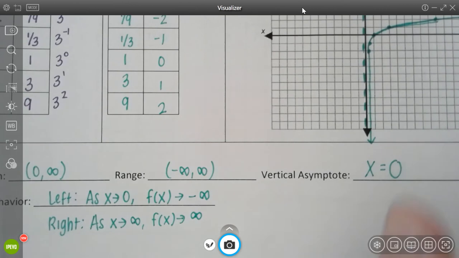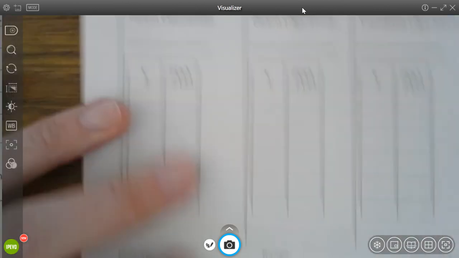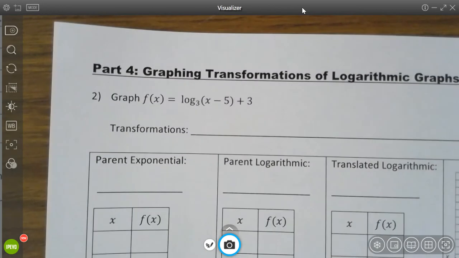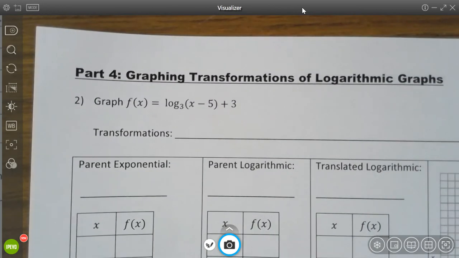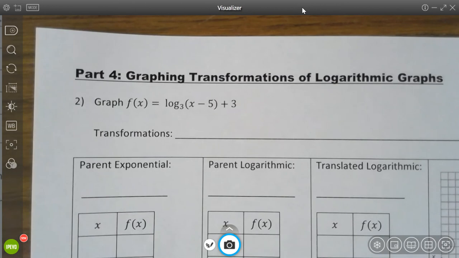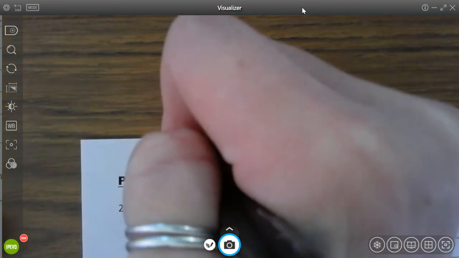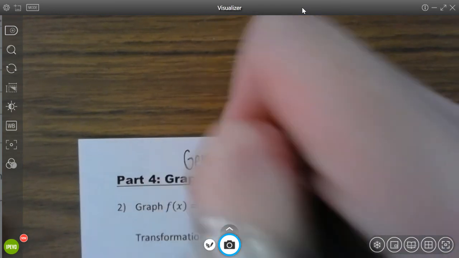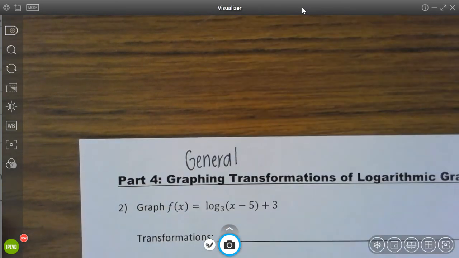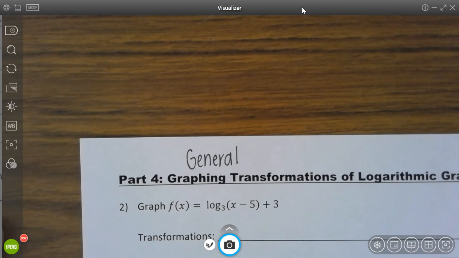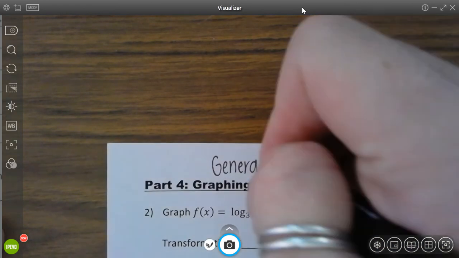So let's look at a transformed one. Before we even talk about the graphs using transformations, I just want to give you the general logarithmic function in terms of a's, h's, and k's, just so that we can compare to what we have written as our examples. So I'm going to give you guys the general logarithmic function.